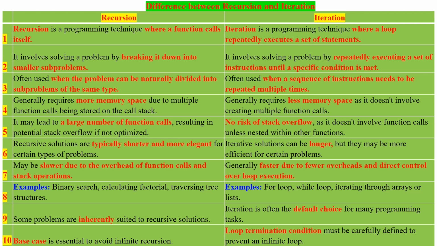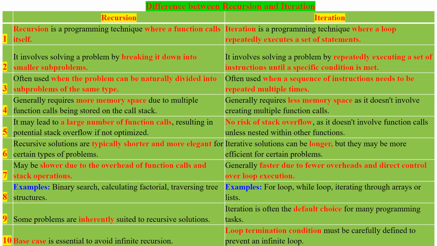Recursion is often used when the problem can be naturally divided into subproblems of the same type, whereas iteration is often used when a sequence of instructions needs to be repeated multiple times. Recursion generally requires more memory space due to multiple function calls being stored on the call stack, whereas iteration generally requires less memory space as it doesn't involve creating multiple function calls.